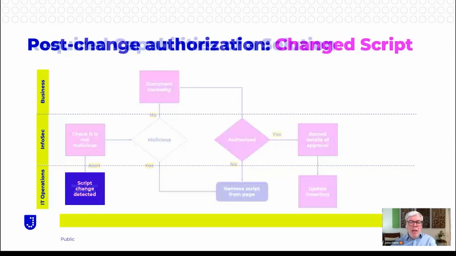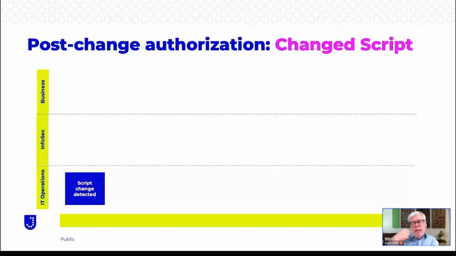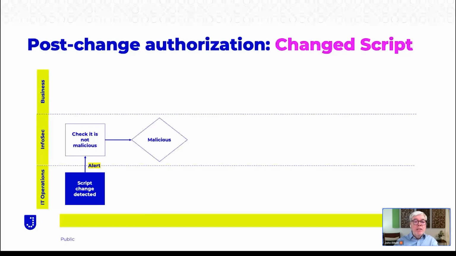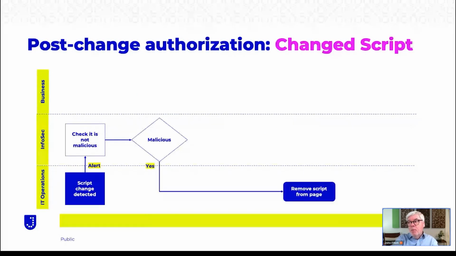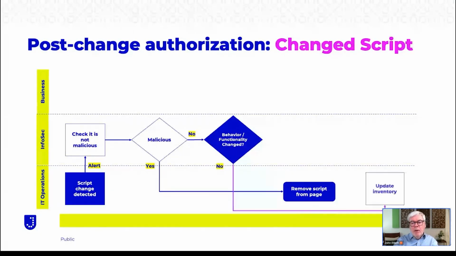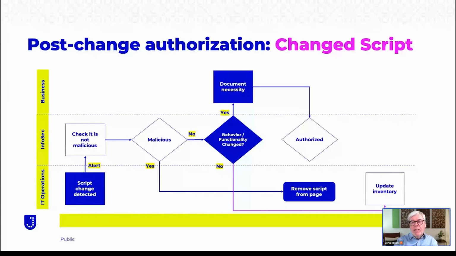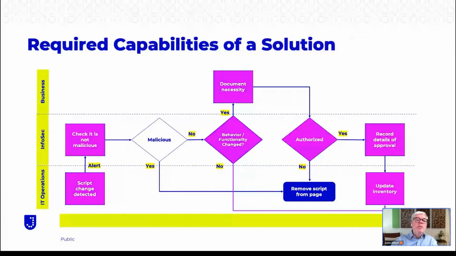And then for a changed script, again, you need the capability to detect a change. Again, that comes to InfoSec, check if it's malicious. If it is malicious, remove it from the page. If it's not malicious, work out if the behavior or functionality has changed. Because if it hasn't, we can just update the inventory. But if it has, we need to redocument the necessity, then say, is that authorized again? And if not, remove it from the page. And if so, again, record the detail of the approval and edit the inventory. And again, that means you need these capabilities in a tool or whatever.